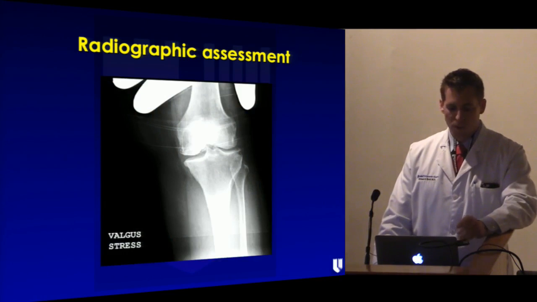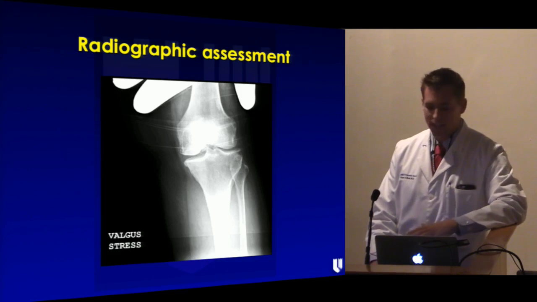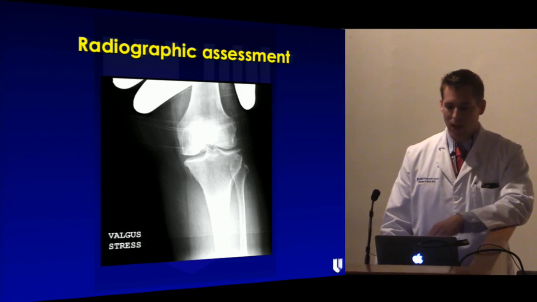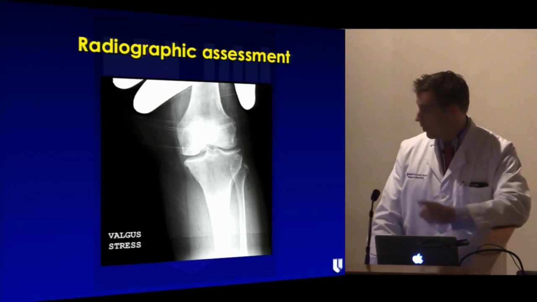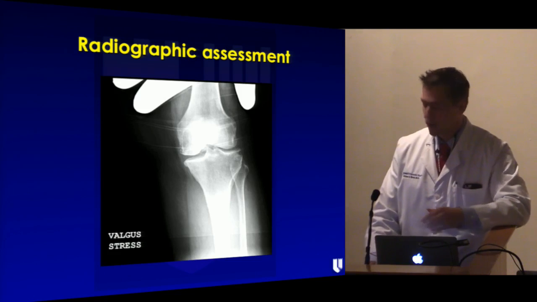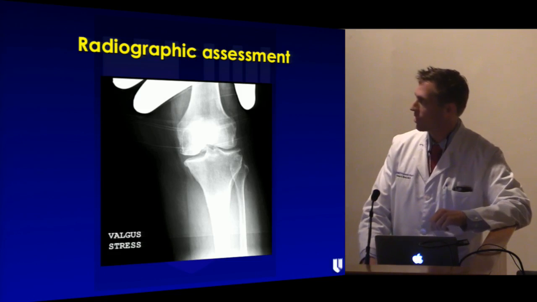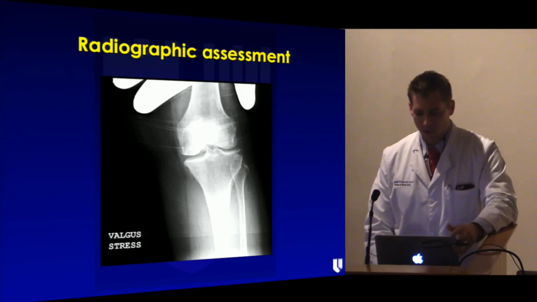And of course, if you're considering doing a uni as a treatment option, you should get a valgus stress view in which the knee is held in 20 degrees of flexion and the beam is canted 10 degrees cephalad to parallel the tibial plateau while a valgus stress is being applied. And you can see that the lateral joint space stays normal, which one would expect, but also, even more importantly, you can see that the medial compartment does open up and is able to be passively corrected.